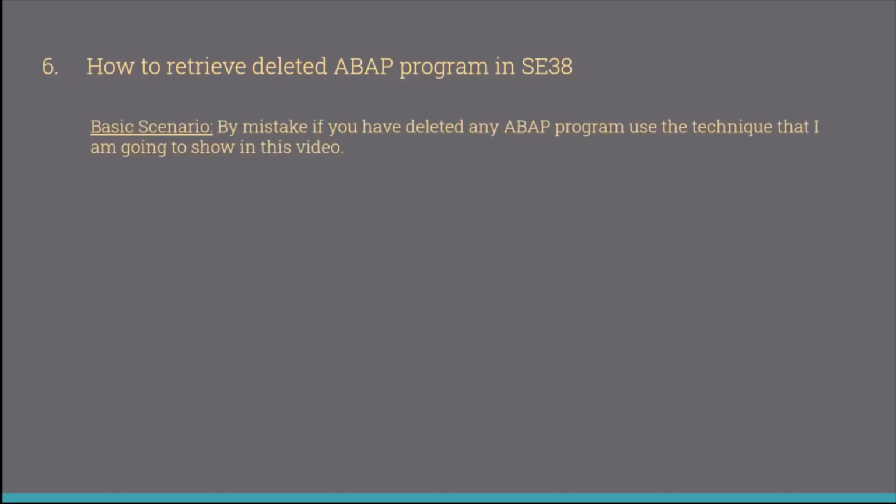Okay, in this video I'm going to show you how to retrieve the deleted ABAP program. Let's imagine there is a program in SE38 that you have deleted by mistake, or somebody in your team has deleted, and it is a very important program which is already transported to production, but right now it's not in your development system. How do you retrieve it? Let me show you with an example.